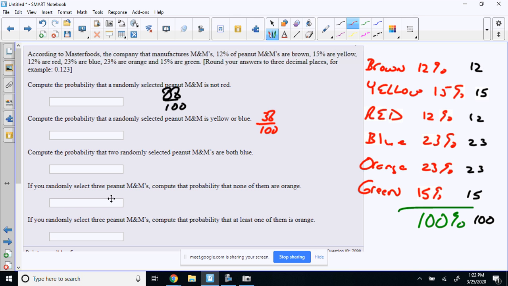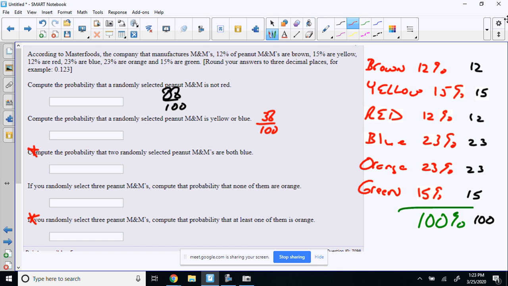Now, this may be getting in too much. What's the probability that 2 randomly selected peanut M&Ms are both blue? Excuse me. The first 2 are okay, but this one and this one are, at least one of them is orange. It is going to have to take into account what we're going to be doing next week.